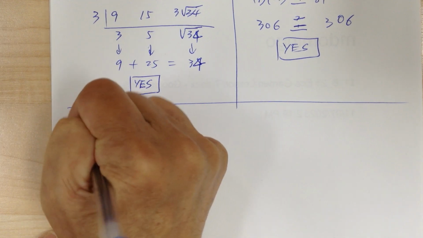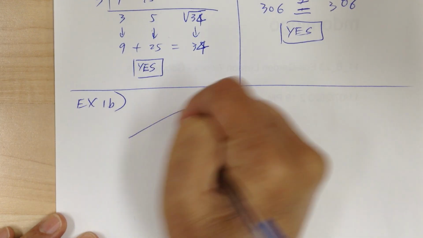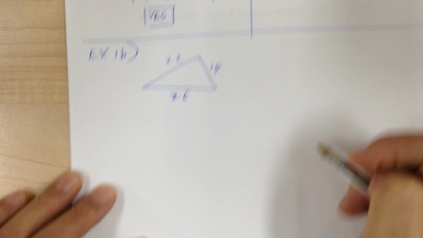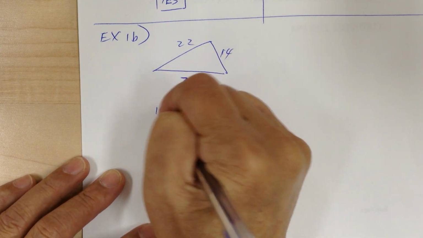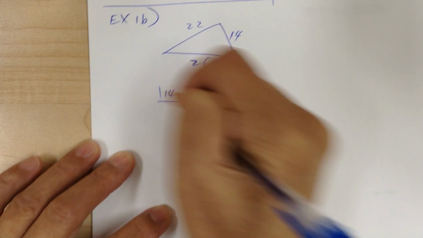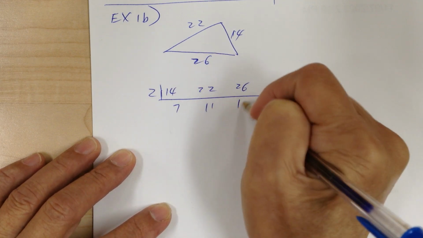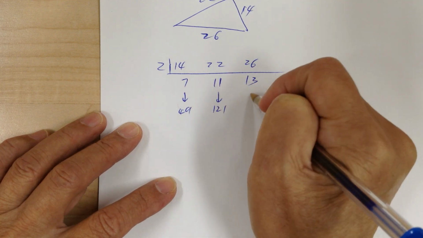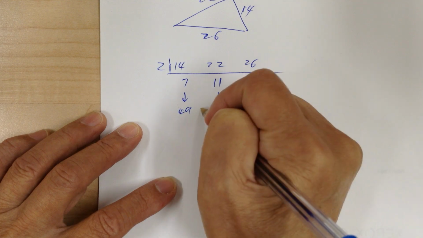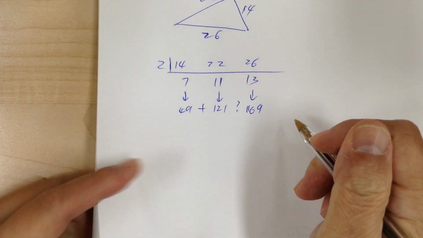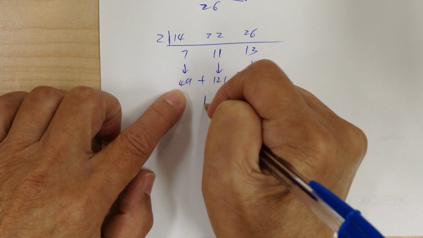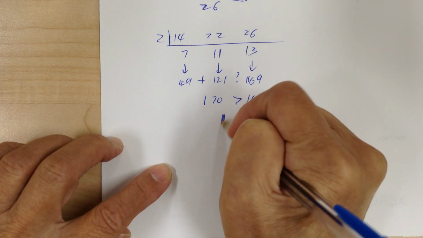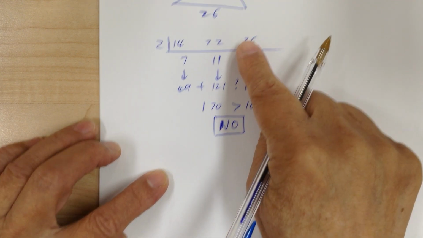Example 1b. This triangle, you got 14, 22, 26. Again, you arrange from the smallest to the biggest. I can factor out the 2, so you get 7, 11, 13. So you square that, you get 49, square that, you get 121, square that, you get 169. So you add, and you're going to get 170, which is greater than 169, so this one is no. This is not a right triangle.